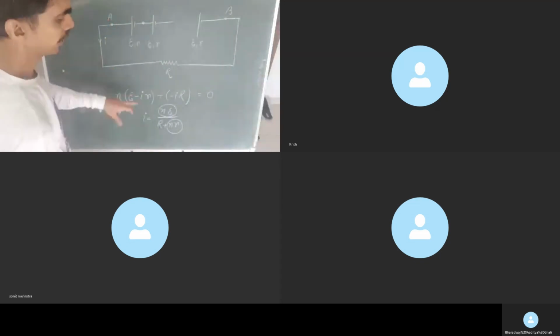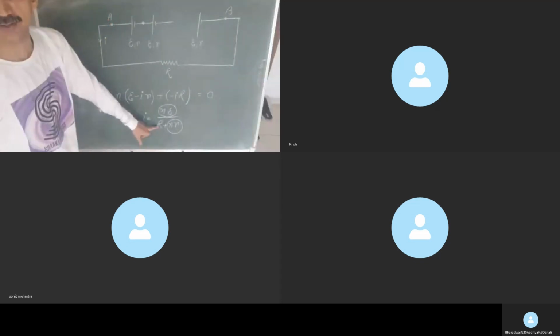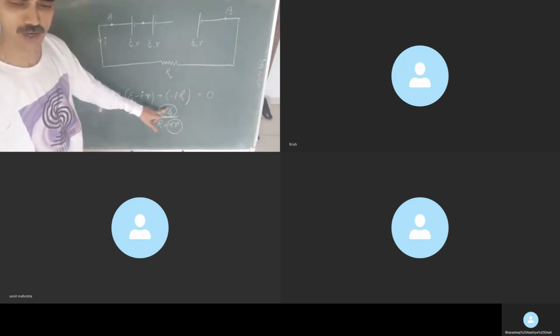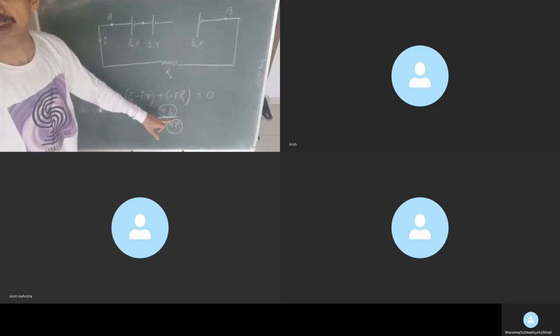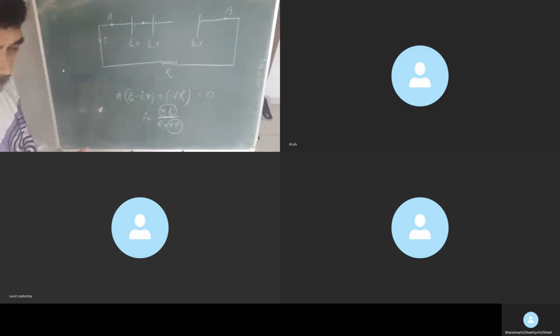What you have to do is keep this R separate, because this R should not be accompanied by anything. Accordingly, whatever you are getting in the denominator, and what is accompanied with r, they are respectively the cell EMF and internal resistance. Fine? Okay, good enough. So I is this in the case of a series combination. Next, we are going for parallel combination.